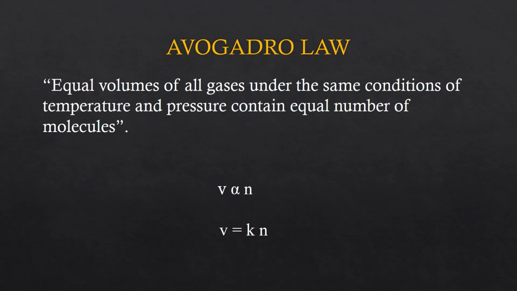Avogadro's Law. Equal volumes of all gases under the same conditions of temperature and pressure contain an equal number of molecules. Mathematically, V is directly proportional to n, and V is equal to Kn, or V by n is equal to K, is also the mathematical form of Avogadro's Law.